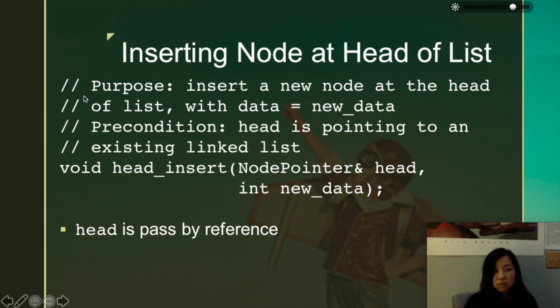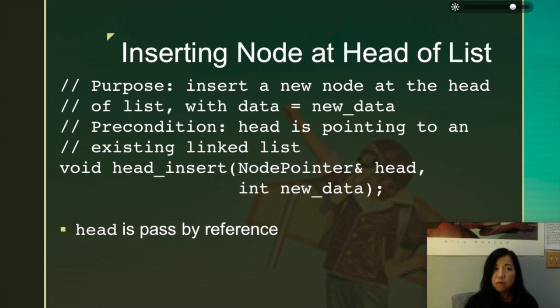To define this function, we of course write about the purpose. The precondition is that head is pointing to an existing linked list, or if not, then it is pointing to a null pointer. So I will change it actually. I want to mention one thing though. You can see that we are passing the pointer as a reference, meaning that we can change the value of the head pointer that's being passed into this function.